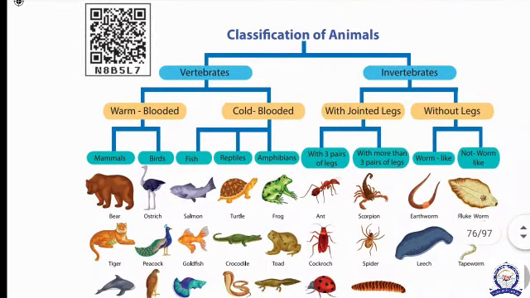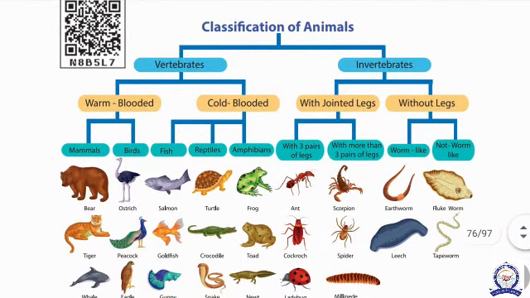The animals are classified based on the backbone. It is divided into two main divisions. One is vertebrates and another one is invertebrates. Vertebrae means backbone. Vertebrates have a backbone. Invertebrates have no backbone.